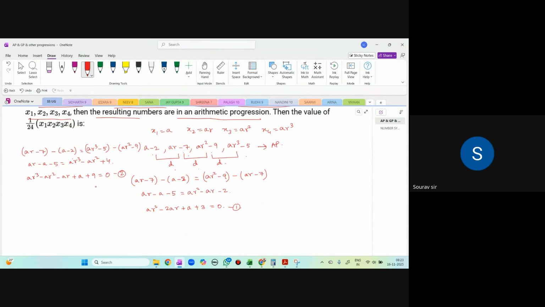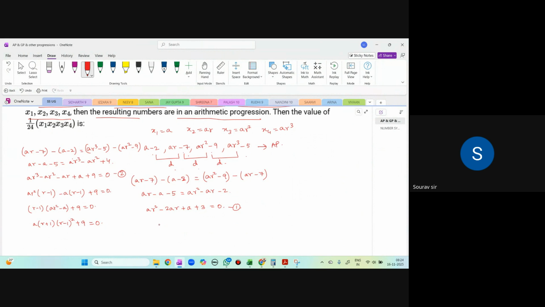Okay. From the second one, you can write ar square into r minus 1 minus a into r minus 1 plus 9 equal to 0. So r minus 1 into ar square minus a plus 9 equal to 0. So a into r square minus 1 will give you r plus 1 into r minus 1. So a into r plus 1 into r minus 1 square plus 9 equal to 0. Right? So this is from the second one.